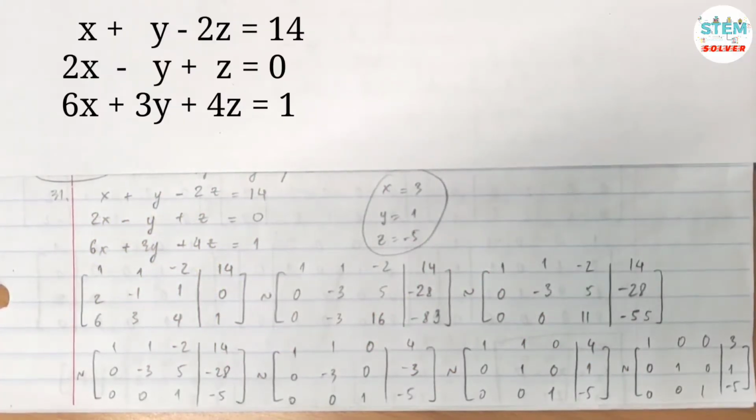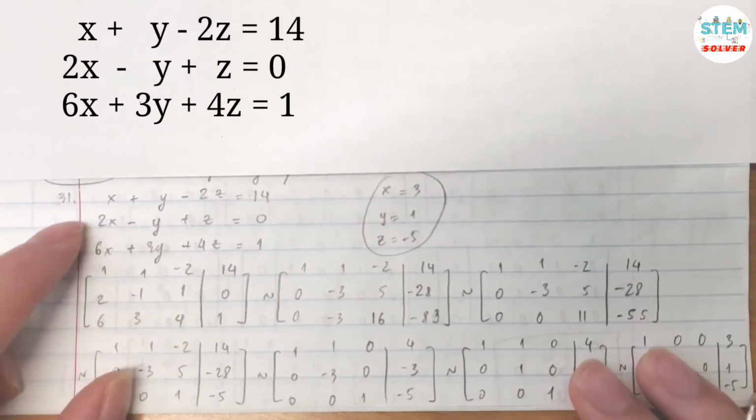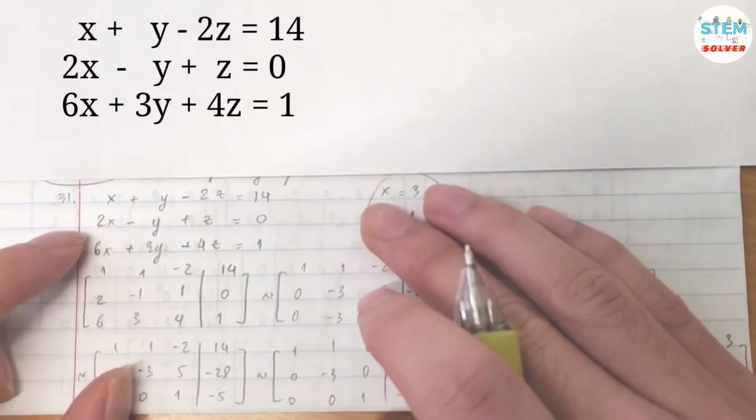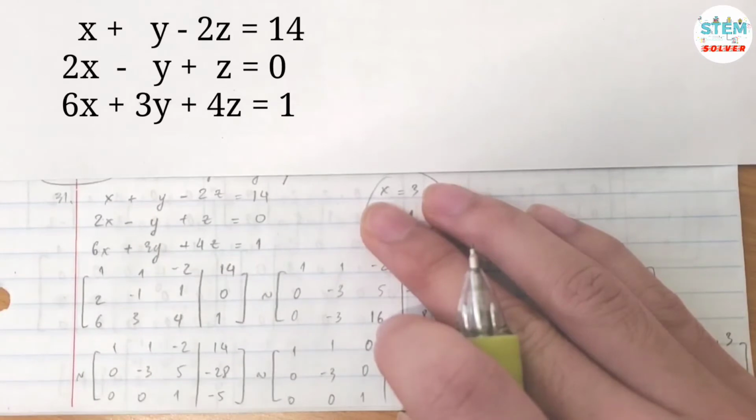Solve the given system of equations by either Gaussian elimination or Gauss-Jordan elimination. So here are your linear equations. You have three equations, which means that you are going to have three unknowns, and your goal is to find those three unknowns. So first, you have to rewrite it in the form of a matrix.